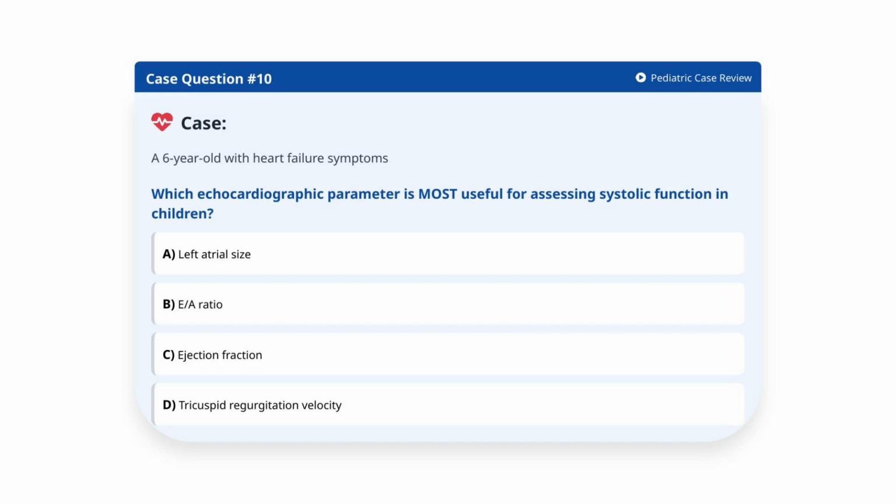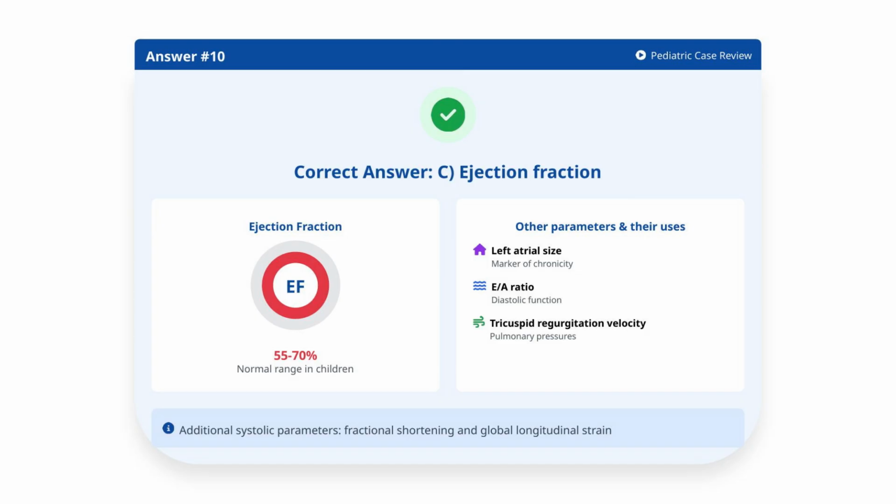A 6-year-old presents with heart failure symptoms. Which echocardiographic parameter is most useful for assessing systolic function in children? Is it A, left atrial size, B, E/A ratio, C, ejection fraction, or D, tricuspid regurgitation velocity? The correct answer is C, ejection fraction.